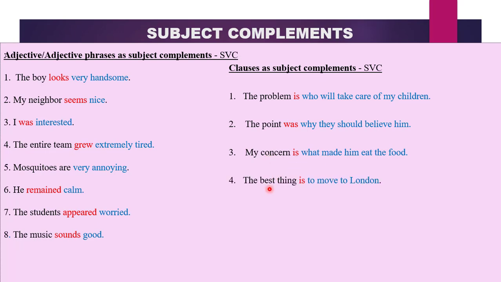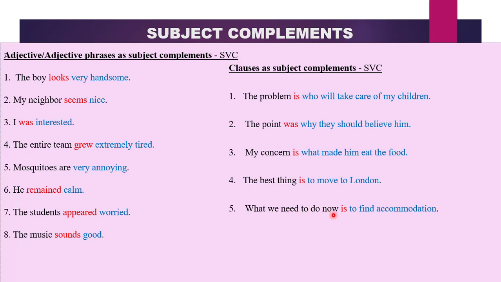SVC. The best thing is to move to London. What is the best thing? To move to London. Therefore, to move to London is the best thing. It refers back to the subject, a subject complement, and is is a linking verb. Subject complements always follow linking or copular verbs and not transitive verbs. The next one, what we need to do now is to find accommodation.